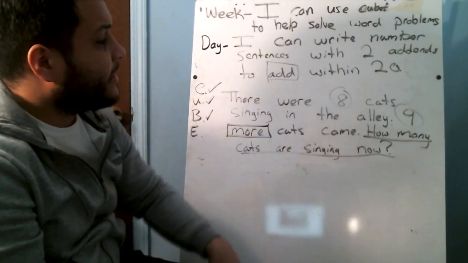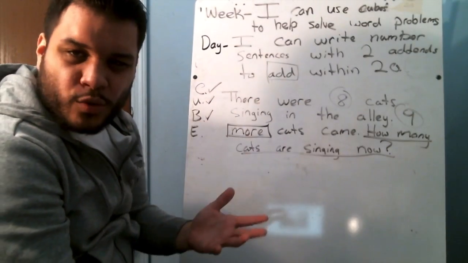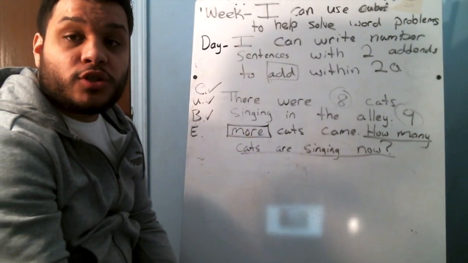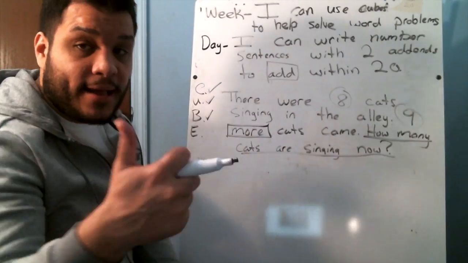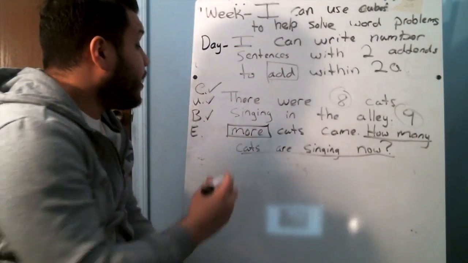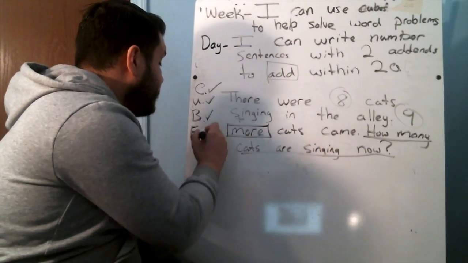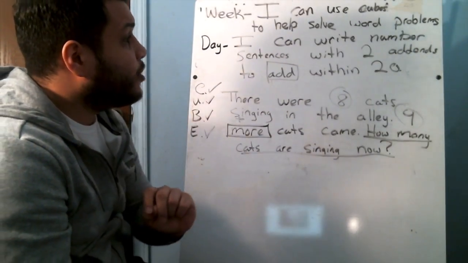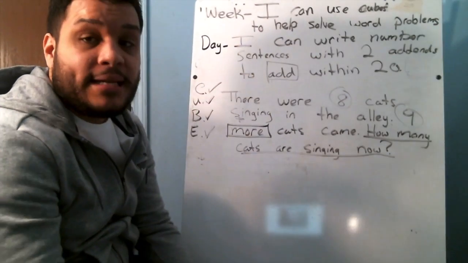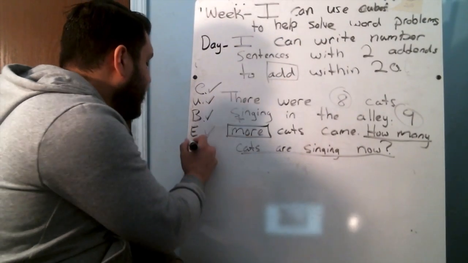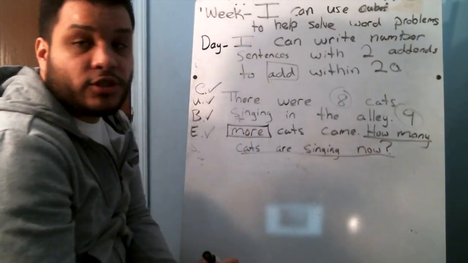So I'm going to look at this. I see 8 and 9. But what am I doing with 8 and 9? More lets me know that we are going to, let me hear you say it, scream it, whisper it. Yes, we are going to add. And I also know that the second strategy that I'm using today is writing a number sentence. So let me keep that in mind. And the last thing we're going to do is solve or check.